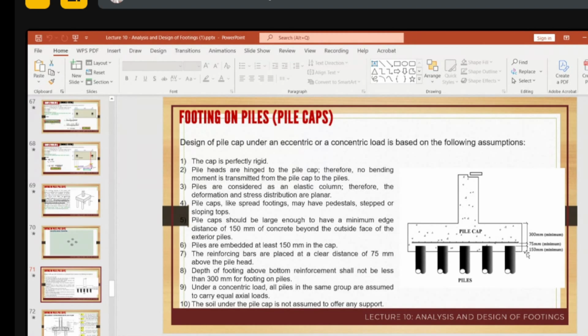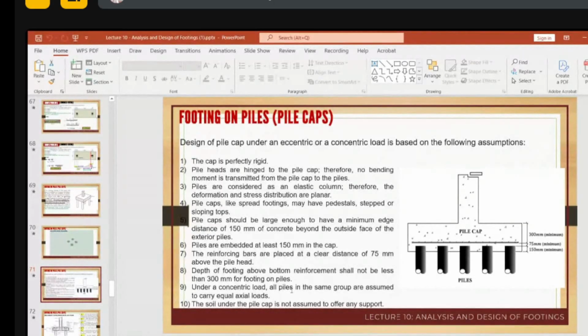So that means 150 mm. And the reinforcing bars are placed at a clear distance of 75 mm. So that is the minimum covering from the piles, 75 mm to the face of the bottom of the main reinforcement. Then, depth of footing above the bottom reinforcement shall not be less than 300 mm for footing on piles. So, minimum 300 mm.